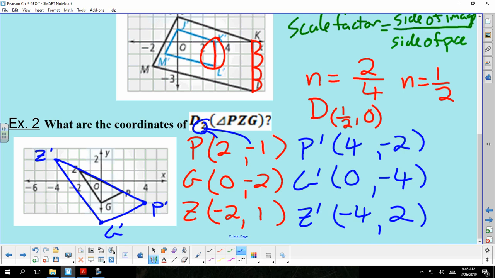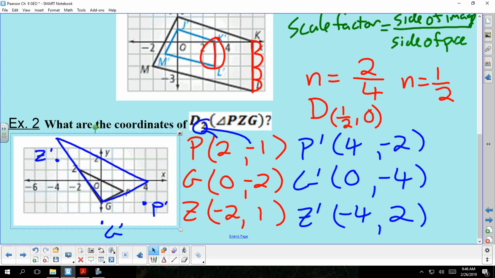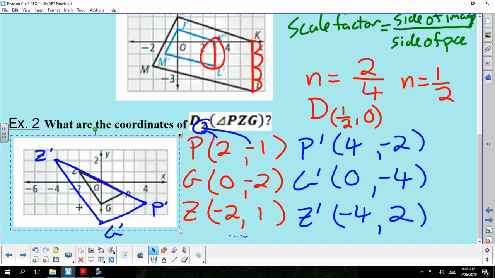So if I did, let's see if I can go ahead and line this up. Line up these angles. Notice all the angles are congruent. They fit perfectly. However, our dilation is an enlargement, so it's much bigger than the previous.